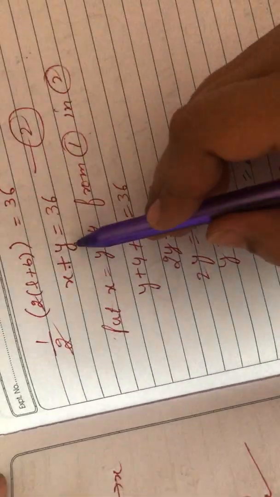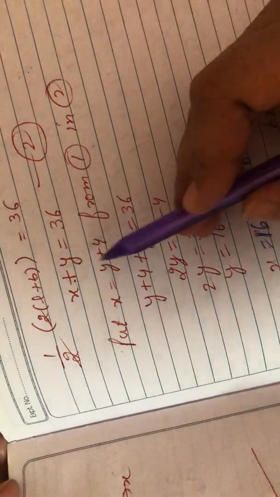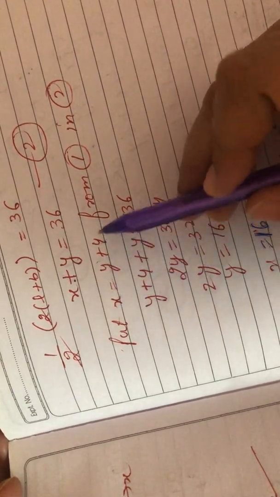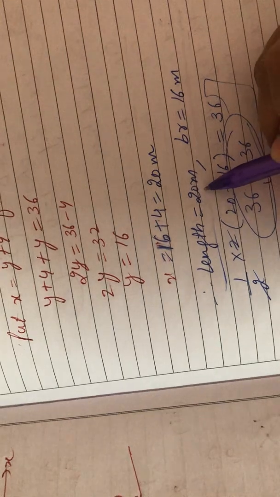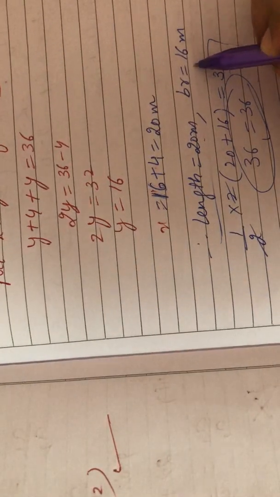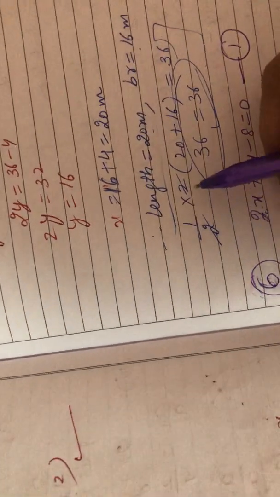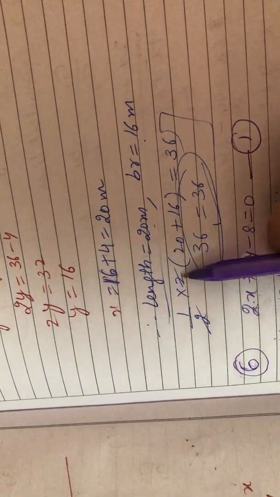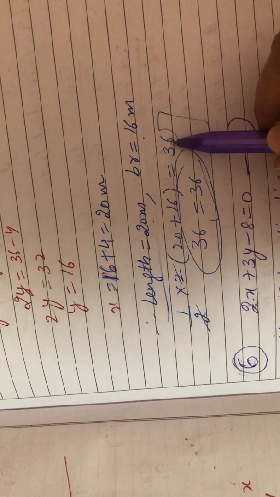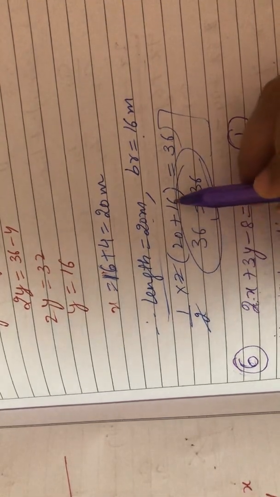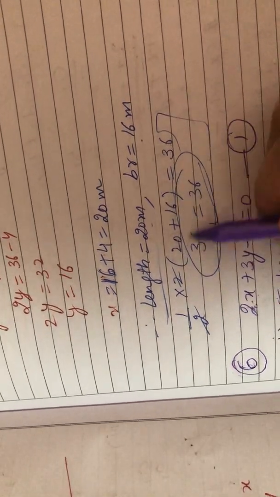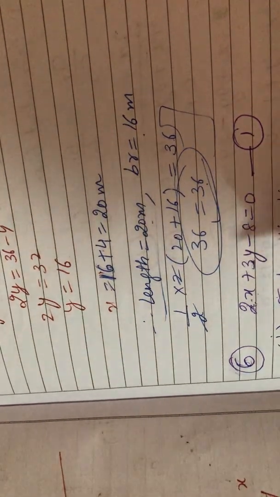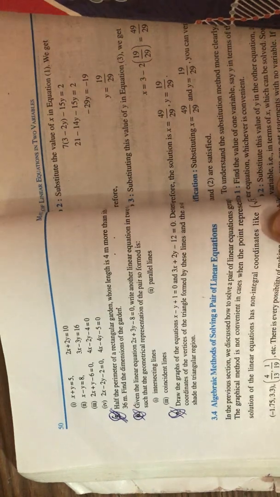If y is 16, and we put y as 16 here, x is 16 plus 4, which is 20. So it means length is 20 meter and breadth is 16 meter. You can check your answer also. Half the perimeter of the rectangular garden is 36, it was given. Put L as 20 and breadth as 16, the 2s cancel, you get 36, and the right side is also 36, so you can check your answer also. So this was question number 5.